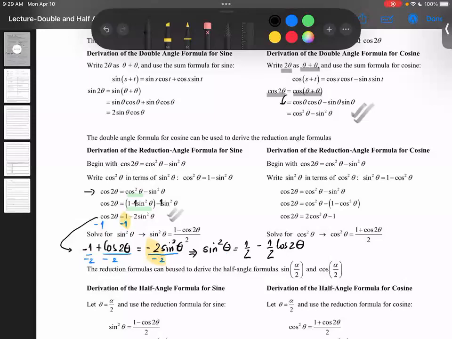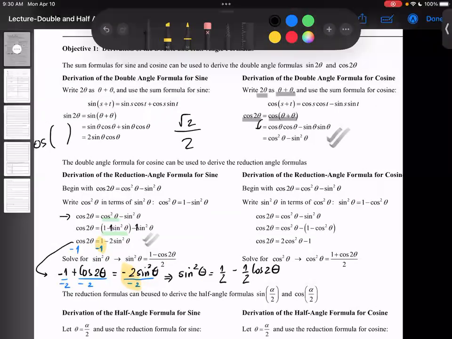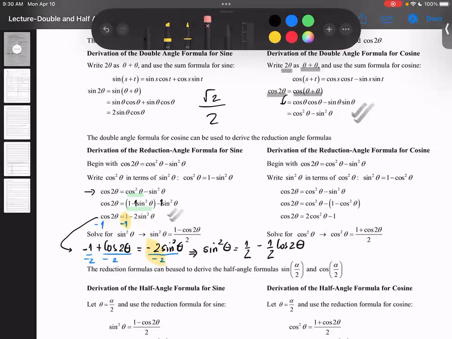Cosine of 2 theta. Do not cancel this. Why can't I cancel this? It's part of the function, right? It's like the square root of 2 over 2: the square root is the function, and the 2 is the 2 theta. If you just say cosine, it doesn't make sense. You have to say cosine of something. Therefore, that is part of the function. It's one person, not one factor.